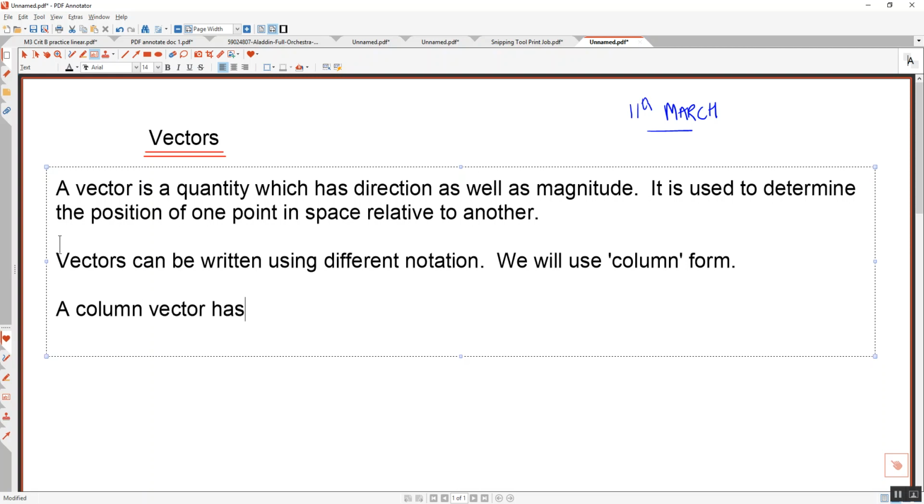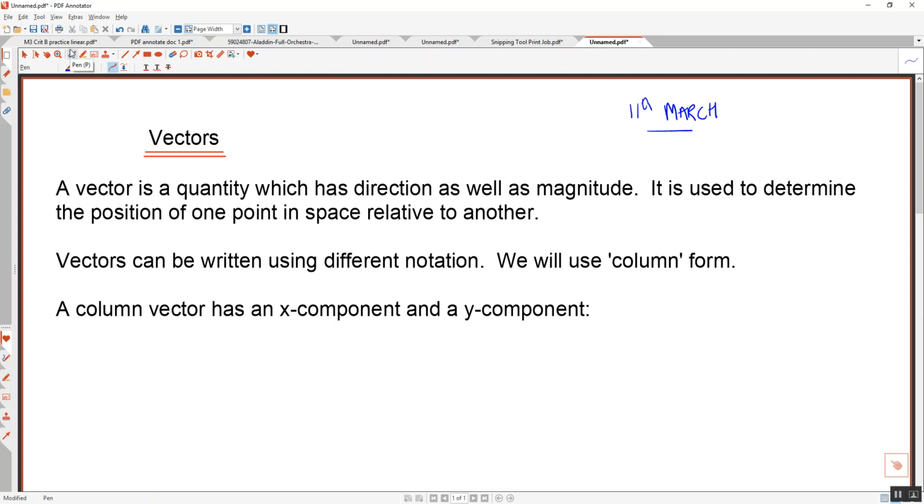So a column vector has an x component and a y component. And your vector form looks like the following. So your x component goes on top, your y component goes on the bottom.